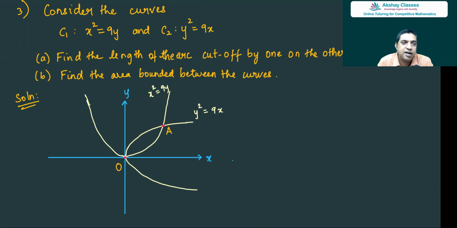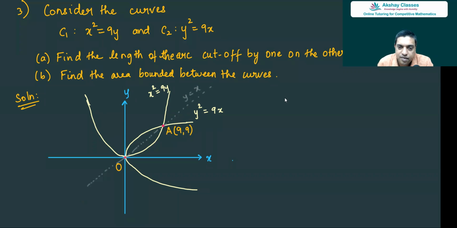In fact, if you observe very carefully, this is the shortcut for this problem. Observe this points of intersection will lie on y equal to x. So you take one curve and put y equal to x. So put y equal to x here, x square is equal to 9x. So either x equal to 0 or x is equal to 9. So you get 9, 9.